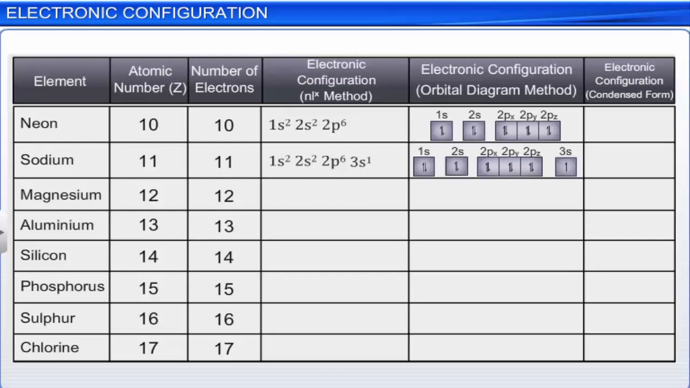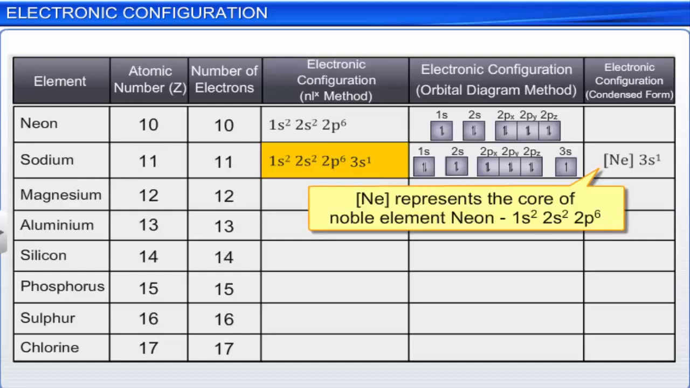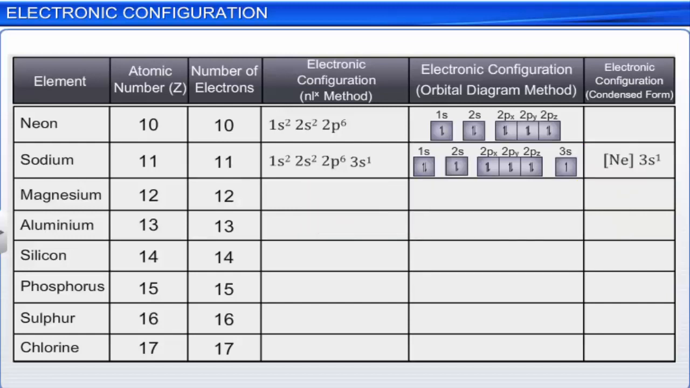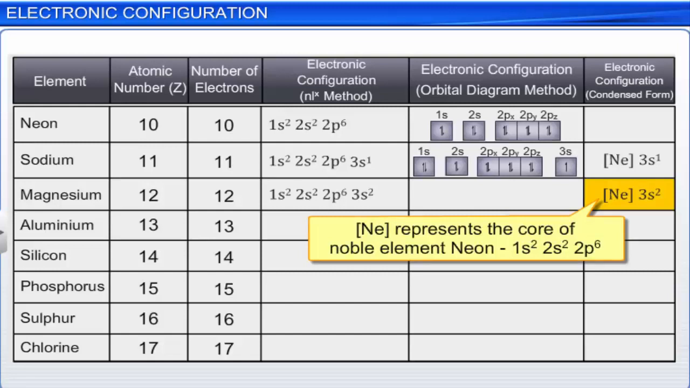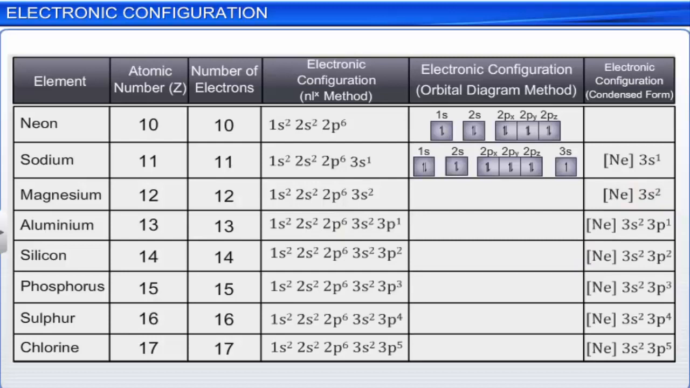Therefore, the electronic configuration of sodium, which is 1s2, 2s2, 2p6, 3s1, can also be written in a condensed form as neon 3s1. Similarly, the electronic configuration of magnesium can be written in a condensed form as neon 3s2. Observe how the electronic configurations of elements with atomic numbers 11 to 17 are written in a condensed form in terms of neon.